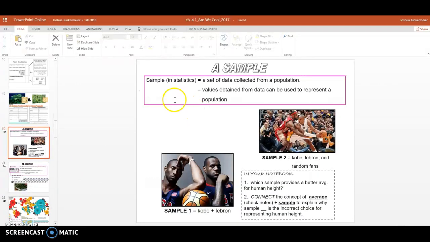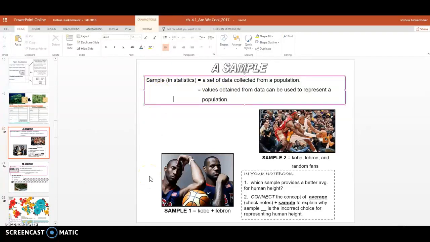Now, here is our first statistics word, and it's called sample. And that's slide 20. So in your notebook, write slide 20 and write: sample is a set of data collected from a population. A sample are values obtained from data that can be used to represent a population. So anytime you look at a big population and you get a little info from them, it's called sampling or taking a sample.